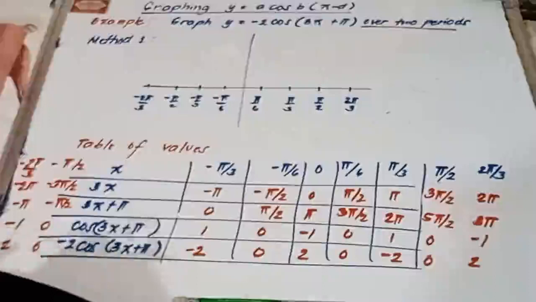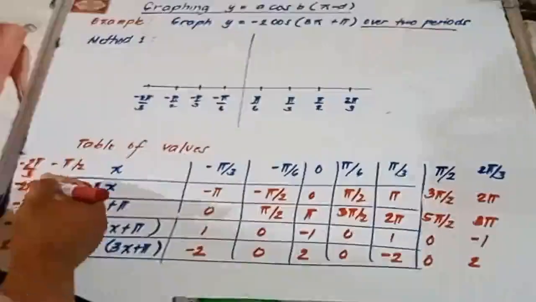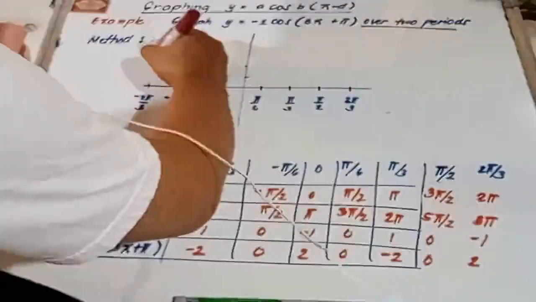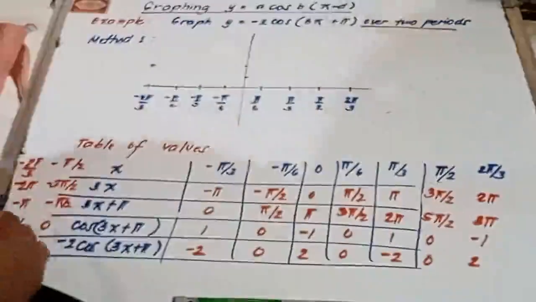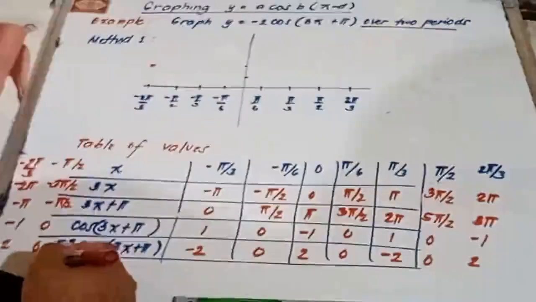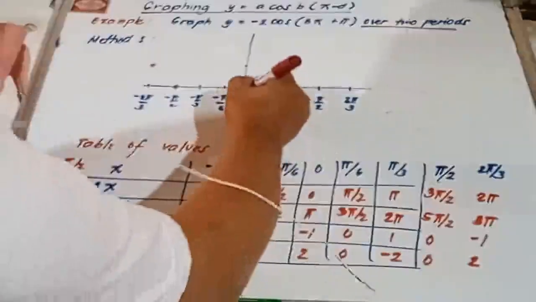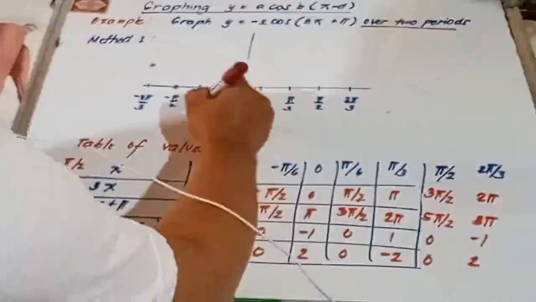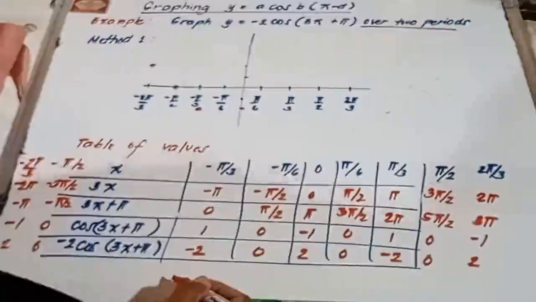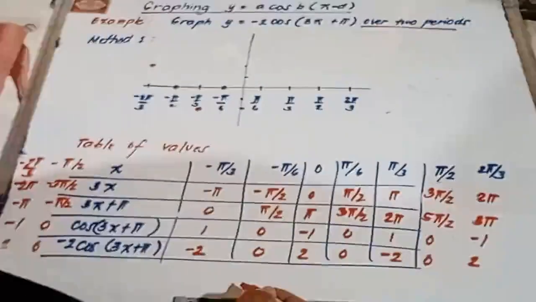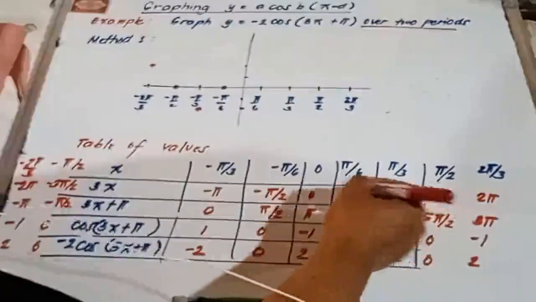Now, plot natin yung points. We have negative 2 pi over 3, 2. So, lagay natin dito. And then negative pi over 2 is 0. And then negative pi over 3, negative 2. So, lagay natin dito, negative 2. And then, negative pi over 6, 0. Then 0, 2.